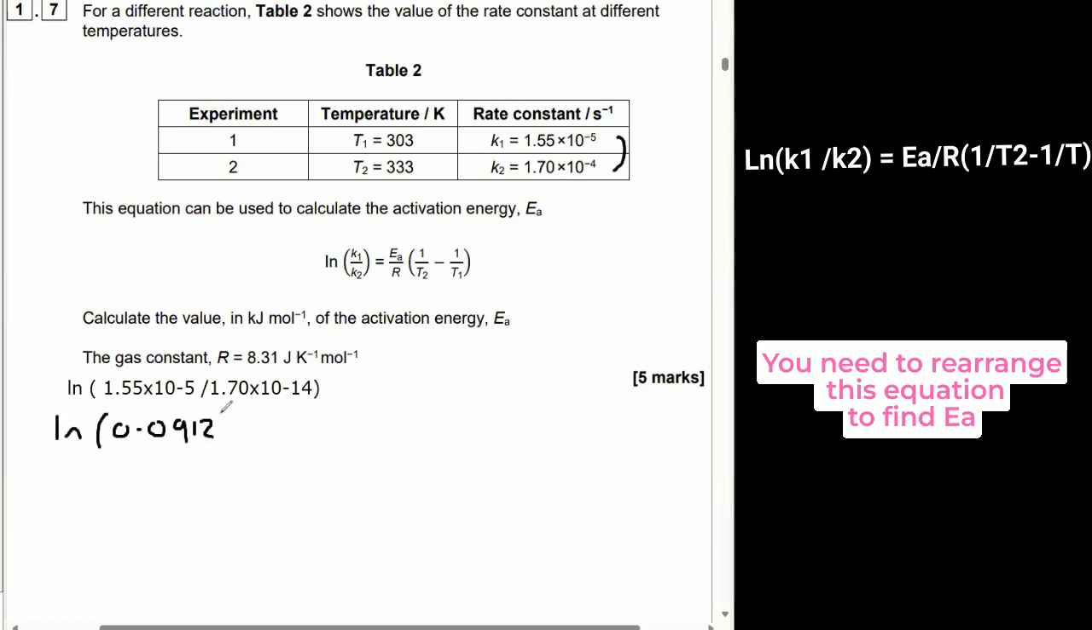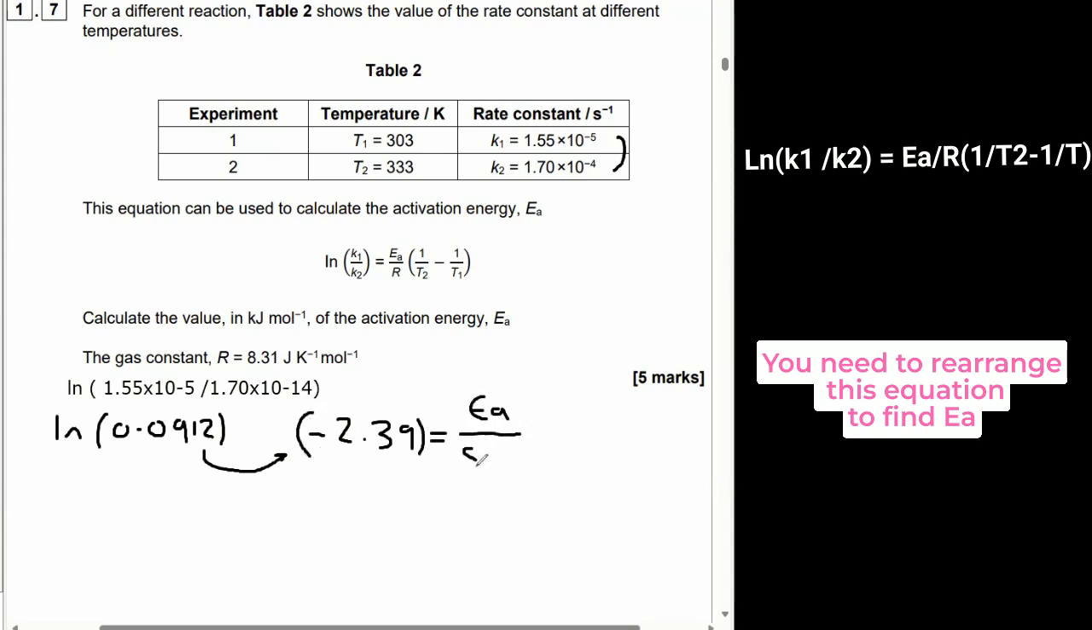And if you do that, you're going to get ln 0.0912. Now, I want to get rid of the ln. I basically want to carry that out, and I'm going to get minus 2.39 once you do ln 0.0912 on your scientific calculator.